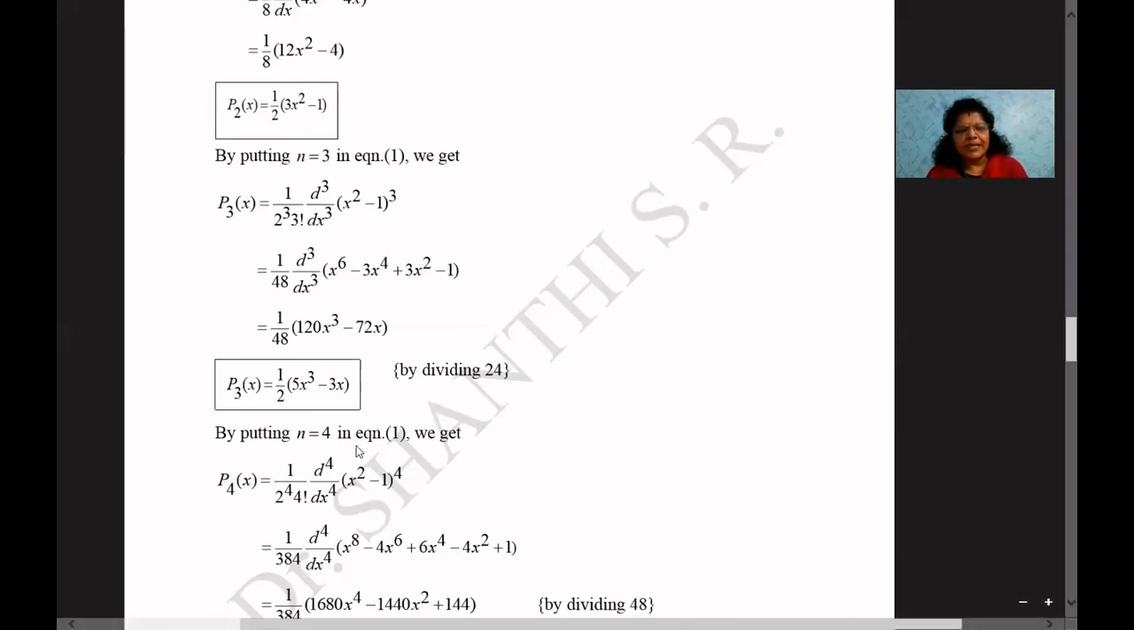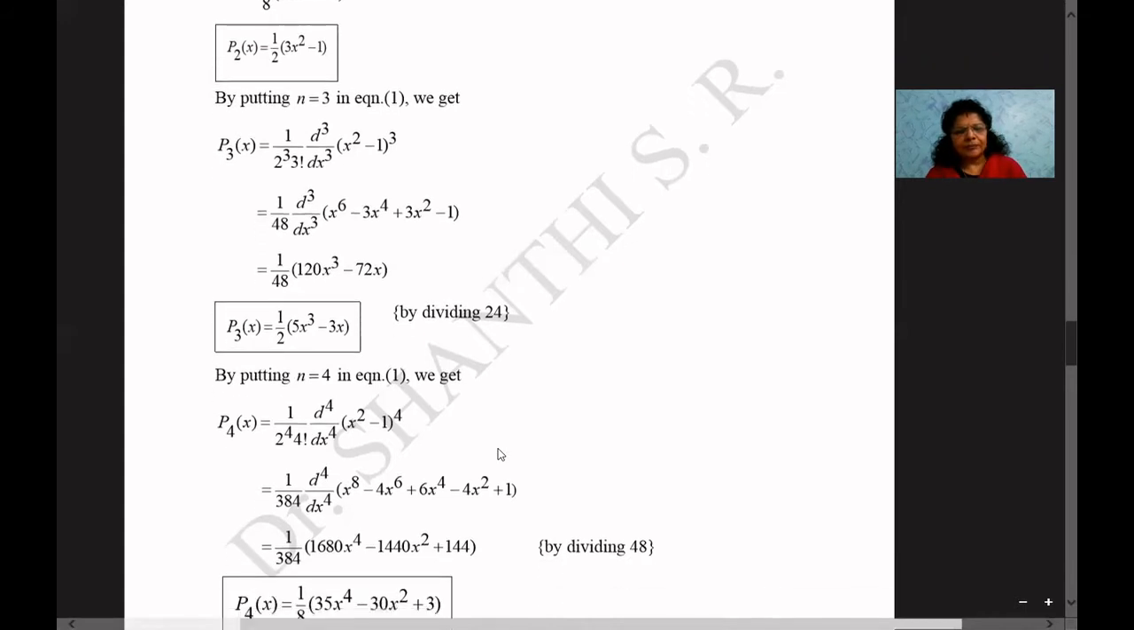Now, how to obtain the value of P4 of x? By substituting n is equal to 4. You substitute in the formula. So what will you get?